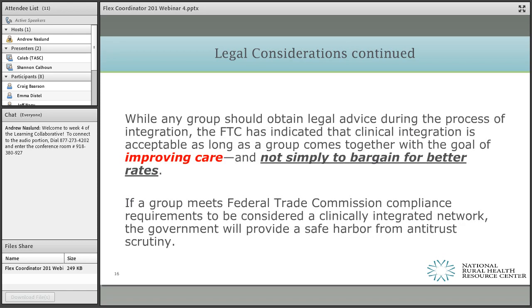So what I would say is that probably the most important thing about having FTC proper guidelines within your clinically integrated network is that it needs to be very, very clear and very documented in that it is the goal of improving care and not only to bargain for better rates. That's considered price fixing and anti-competition, and it's a per se violation to do those things without being able to demonstrate that your full intention on taking on the risk was to improve care.